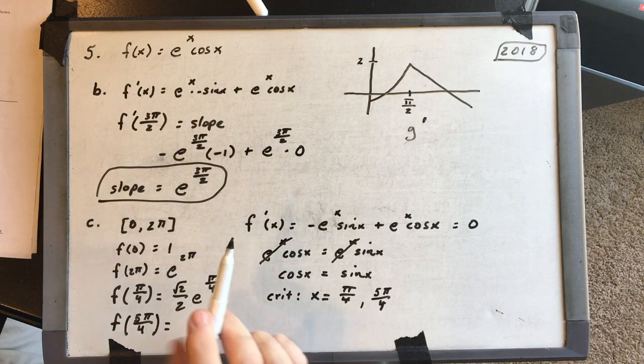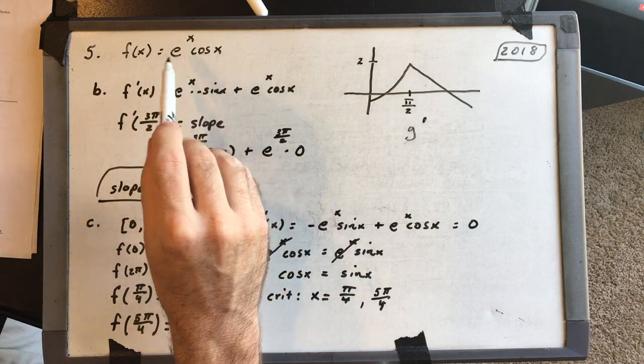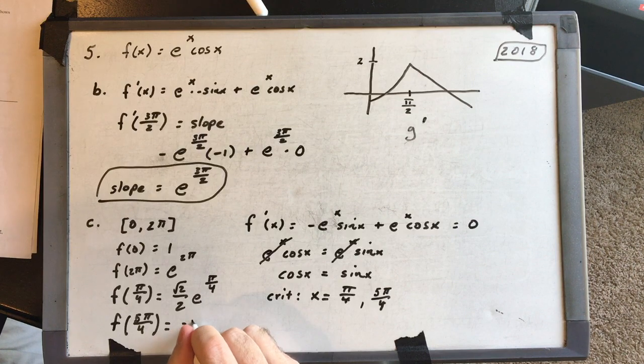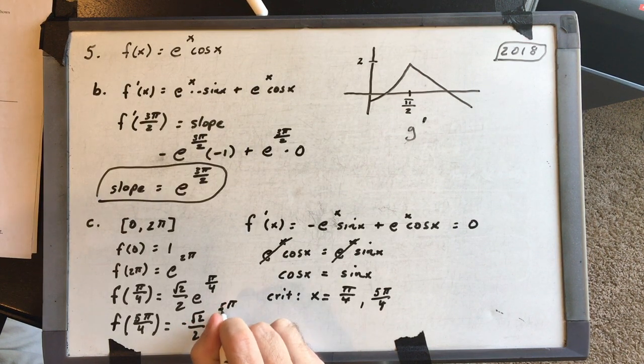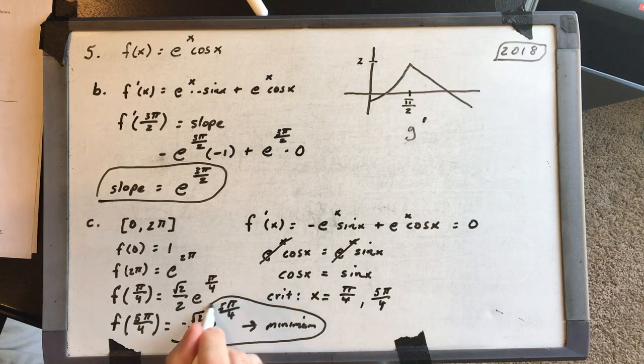Okay, well, cosine of 5 pi over 4 is negative root 2 over 2. So that's going to be negative root 2 over 2 times e to the 5 pi over 4. That's the only negative one. So the absolute min is going to be negative root 2 over 2 times e to the 5 pi over 4.